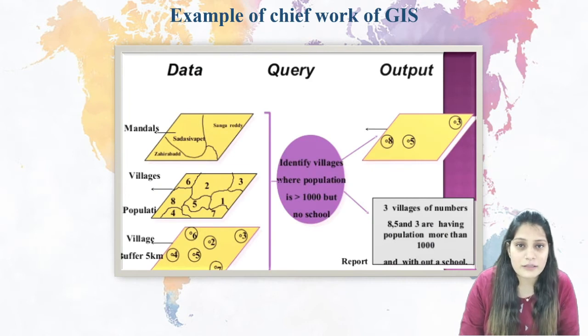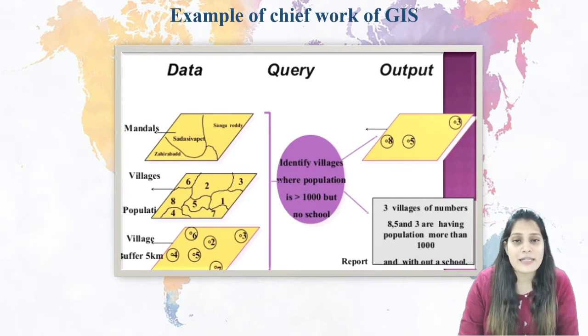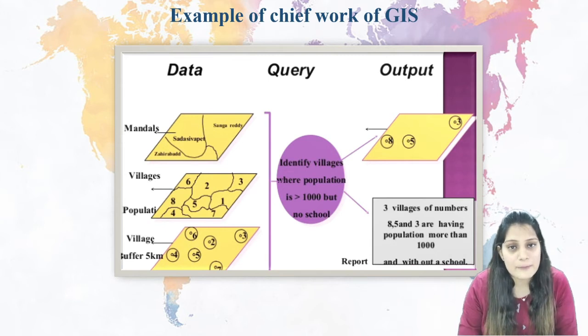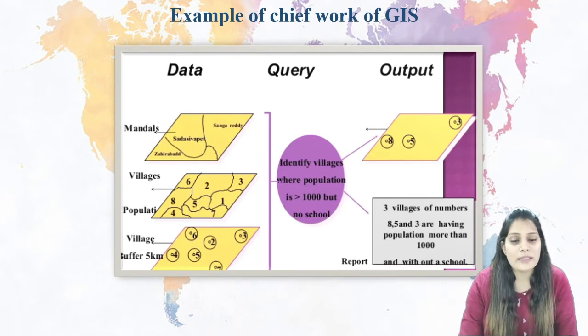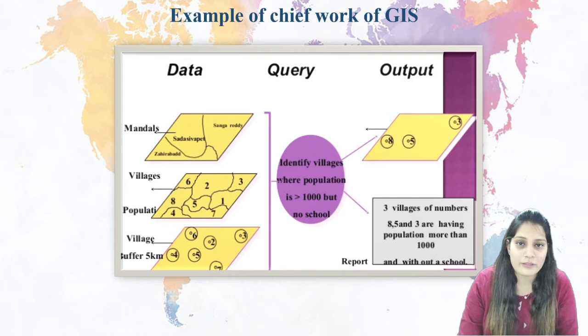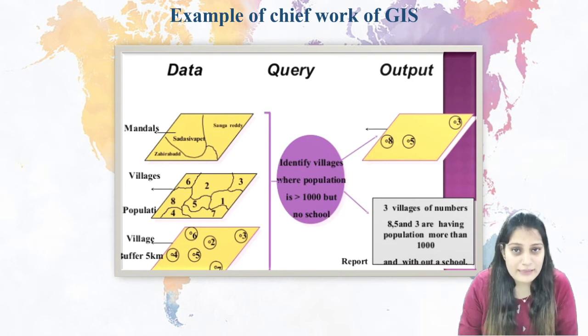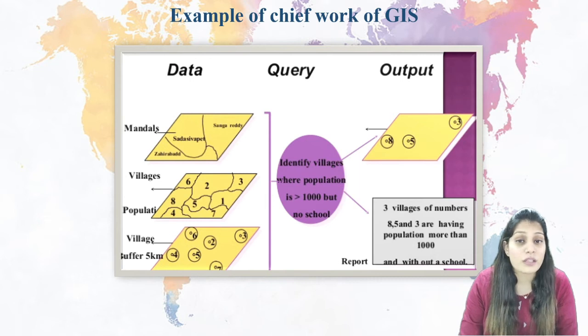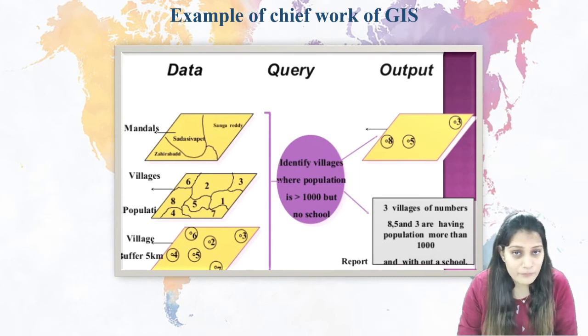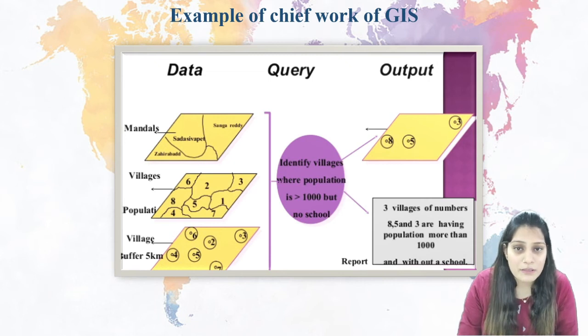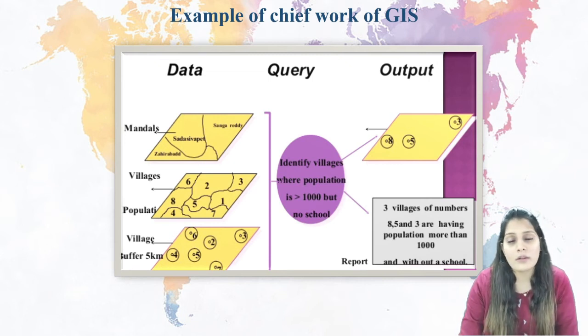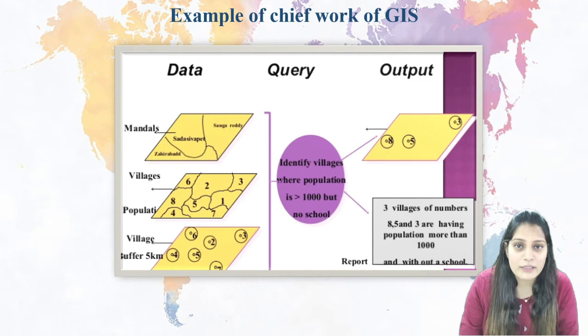Now, moving further, let me give you an example of the chief work of GIS. You can see the figure I have shown here, and you can make out what the output is. I have the data that I have prepared. I have run a query on my data, meaning I have asked for the data I want from all the data I have fed into the system. And you can see my output here, right? So let me tell you in detail.